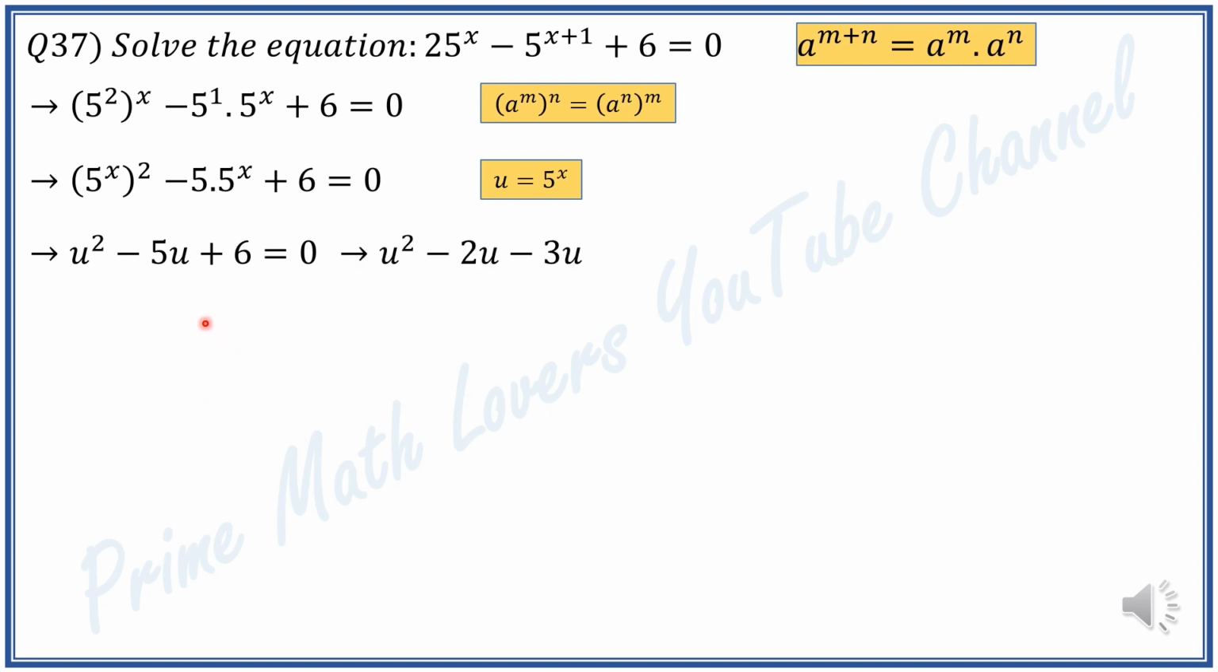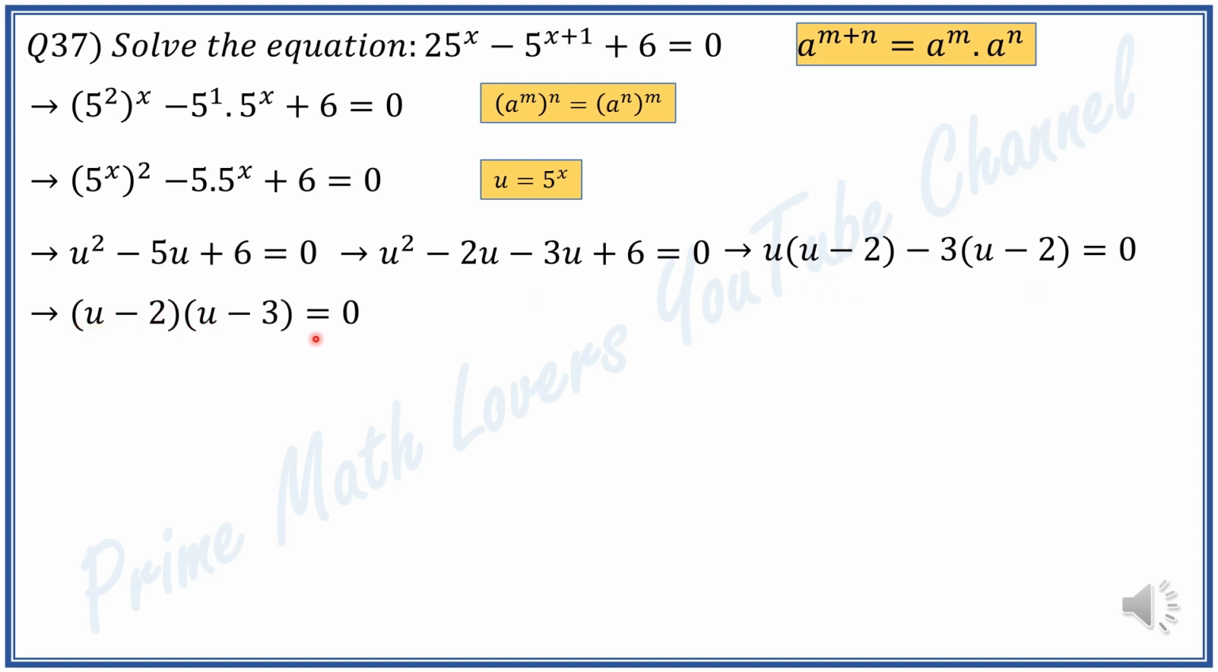First, I replace negative 5u with negative 2u, negative 3u. So I get u squared minus 2u minus 3u plus 6 is equal to 0. I factor out u from these two terms, u times u minus 2, and minus 3 from these two terms, minus 3 times u minus 2. Then I factor out u minus 2 and I get u minus 2 times u minus 3 is equal to 0. We have these two terms multiplied together is equal to 0, so we can set each of them independently, separately equal to 0.